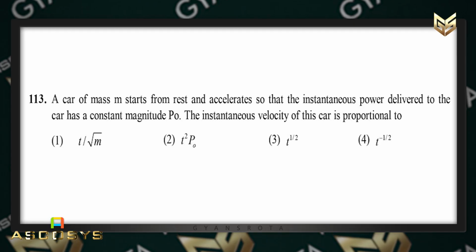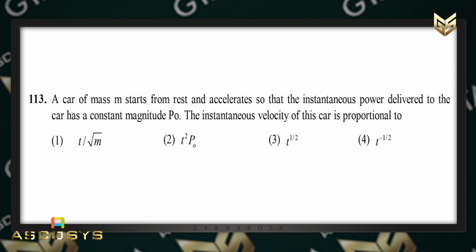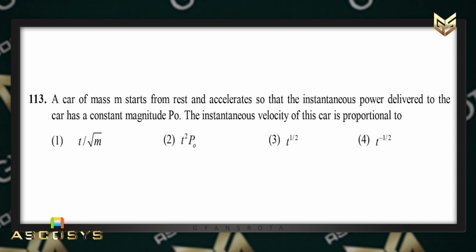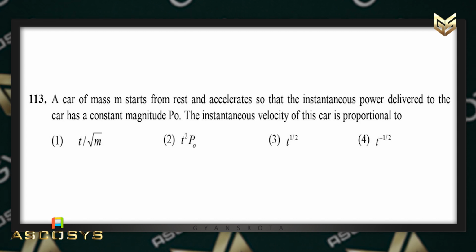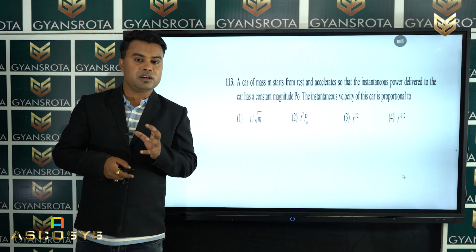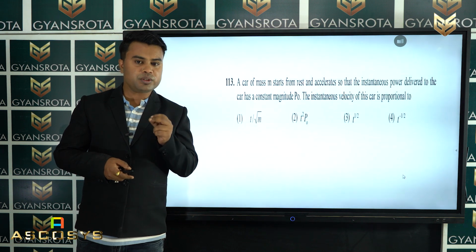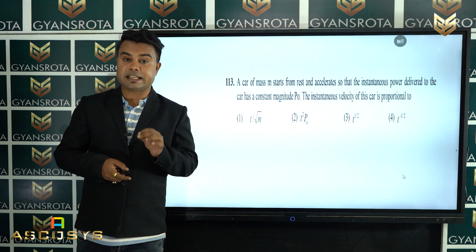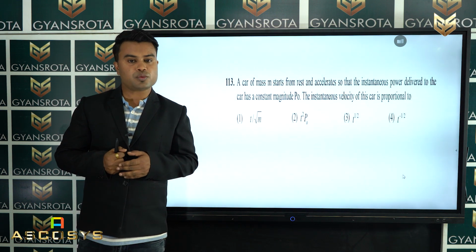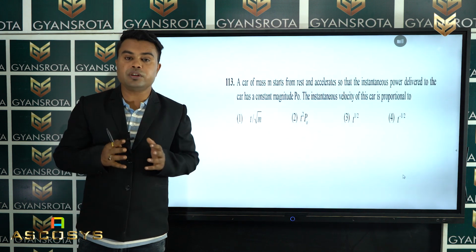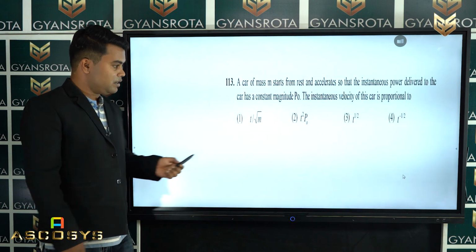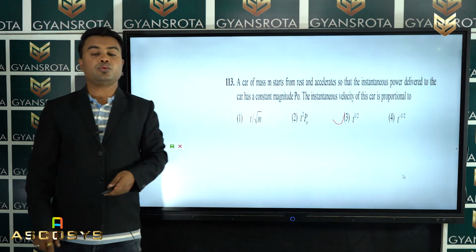A car of mass m starts from rest and accelerates so that the instantaneous power delivered to the car has a constant magnitude p naught. The instantaneous velocity of the car is proportional to. This is a question from the chapter motion, where you need to know the value of power, force multiplied with velocity. Once you know this one, you can now calculate the instantaneous power from there. Now if you differentiate this one, you will find that the correct answer for this one is root over of t. You just need to differentiate, remember that. So the right answer for this one is t to the power 1 by 2, that is root over of t.